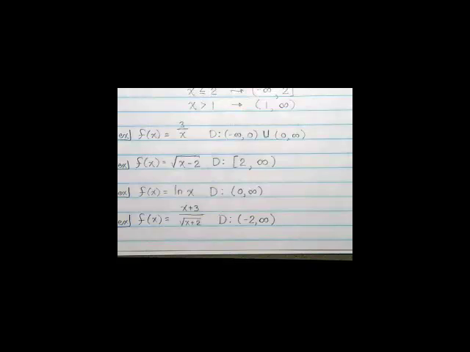How come it can't be negative 2? Because parenthesis means you don't include the number. If it was a bracket, you would include it. The bracket, you include it.